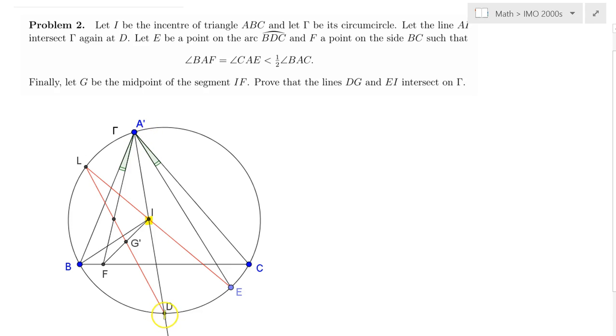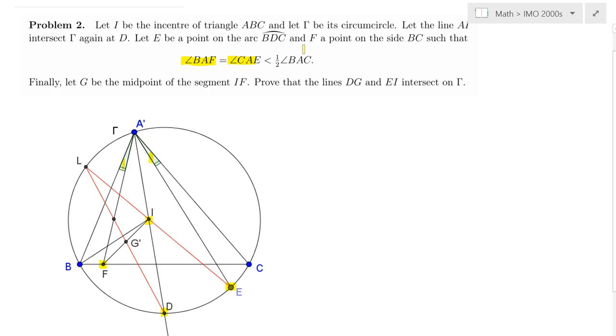Let the line AI intersect the circumcircle at the point D. Obviously D is the midpoint of minor arc BC because AI is an angle bisector. Okay, let E be a point on the minor arc BDC again, and let F be a point on the segment BC, but the condition for these 2 points is such that these angles BAF, which I clearly marked here, and the angle CAE here must be equal and such that it is less than half of the angle A, less than A over 2 basically.